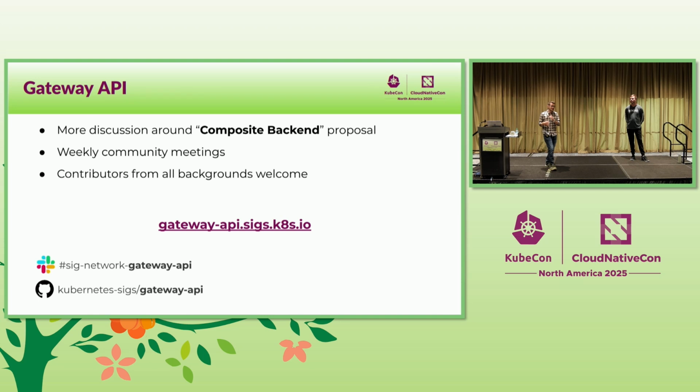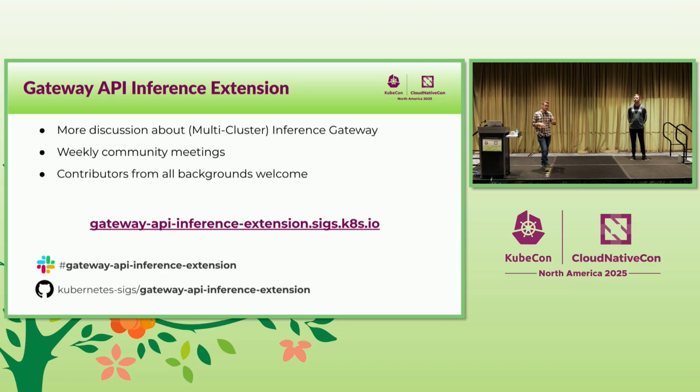Now, there's a lot of communities involved in this effort. I really, really want to thank everyone who's helped get us this far. Daneyon and I are up here on stage, but we're representing a much larger community than just the two of us. This has been a very large effort, and if you want to get involved, Gateway API has a lot of this, particularly the discussion around composite backend will happen there. If you're interested in all this inference gateway discussion, including the multi-cluster inference discussion, you want to go to the Gateway API Inference Extension, which also has weekly meetings.